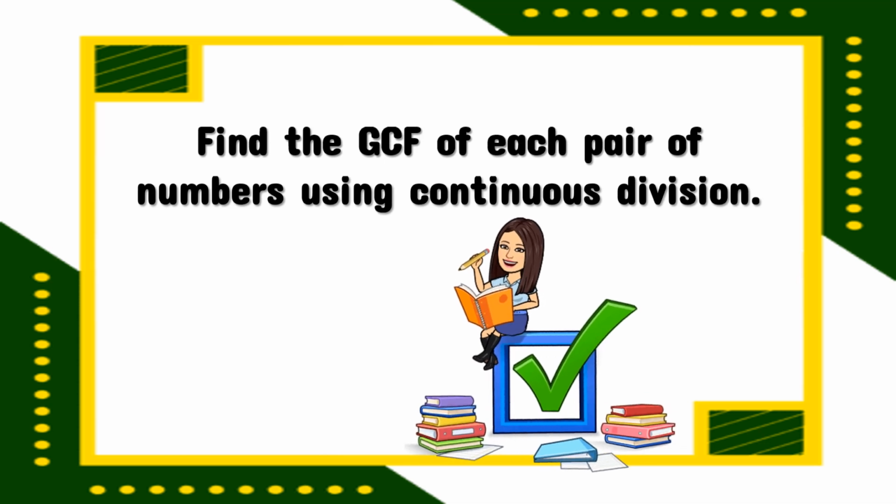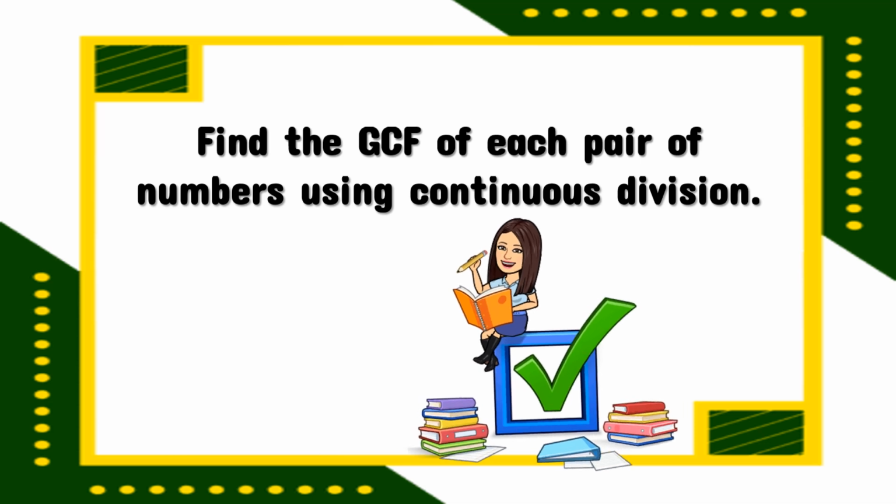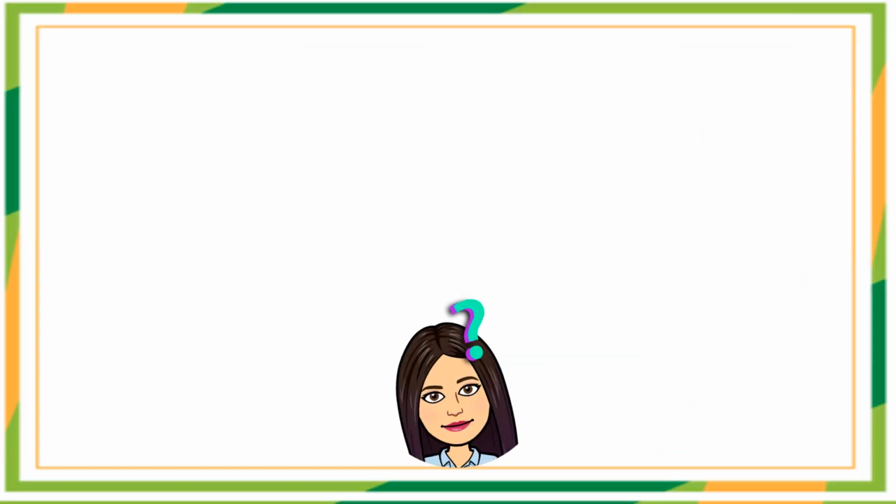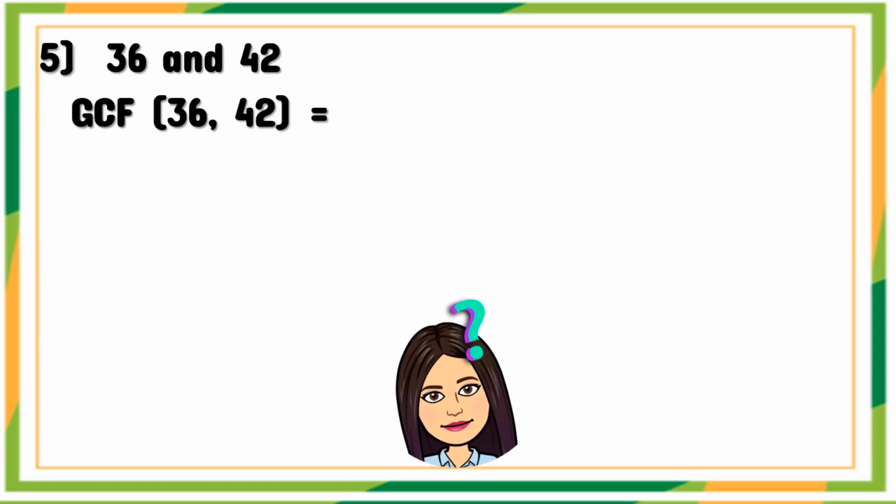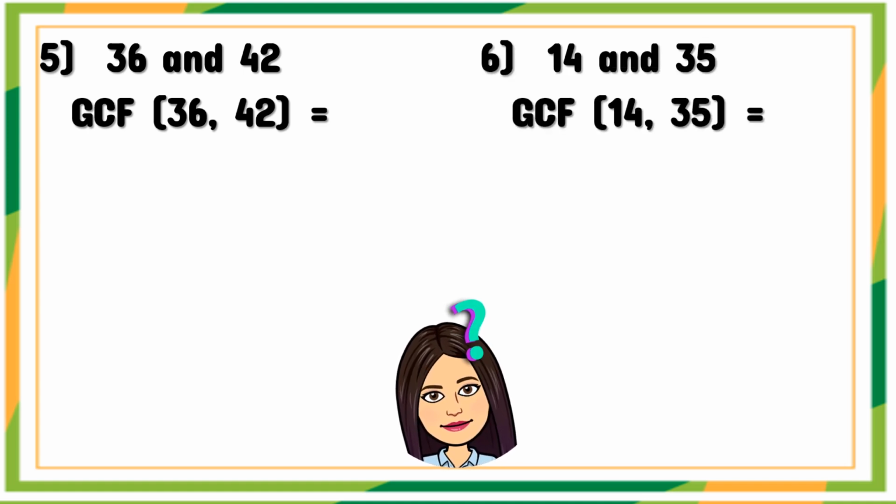And for our last activity, let's find the GCF of each pair of numbers using continuous division. For number 5, find the GCF of 36 and 42. And for number 6, find the GCF of 14 and 35 using the continuous division method.